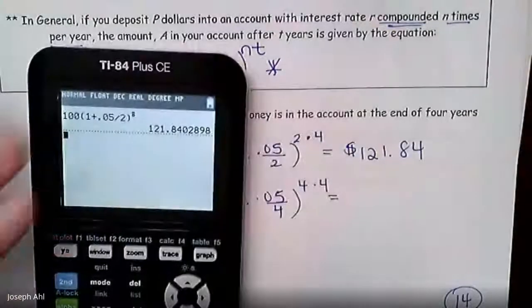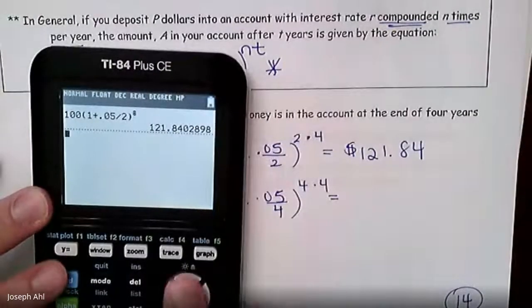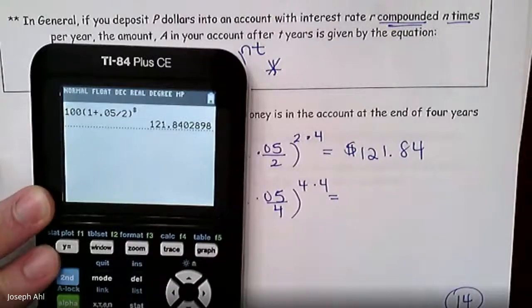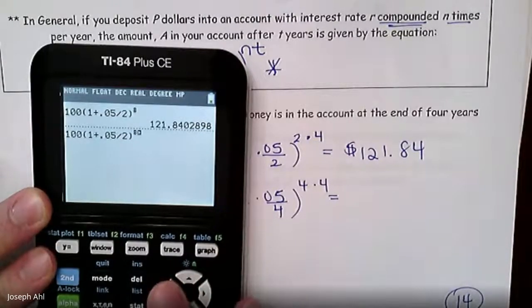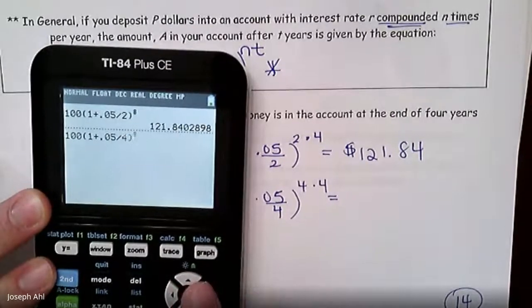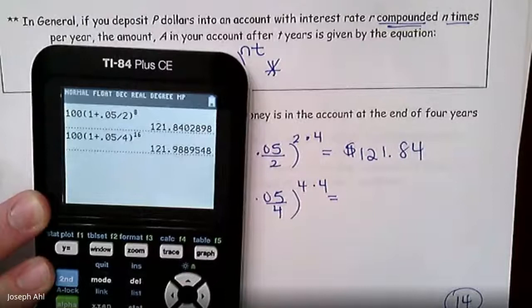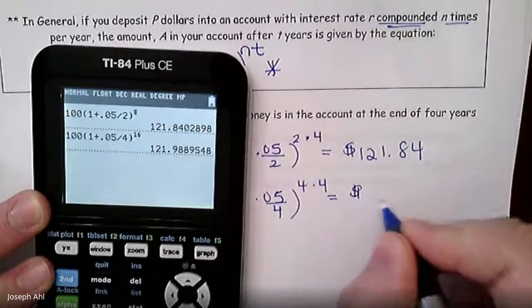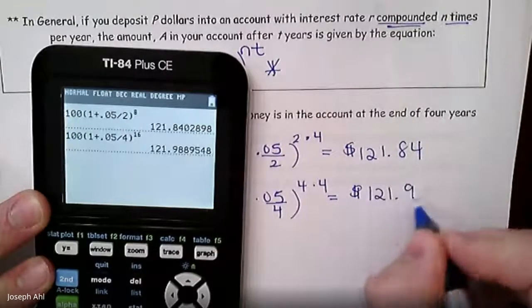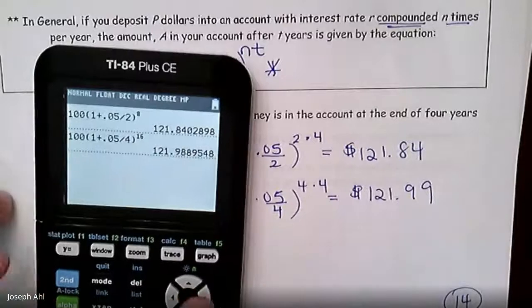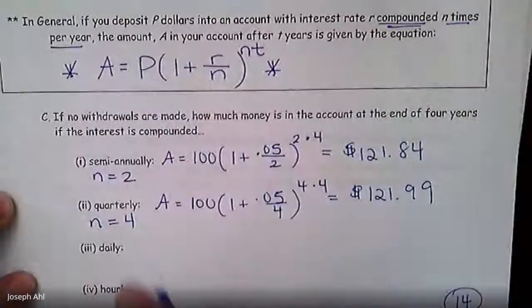16th. You can cheat a little bit and either go up and highlight that answer, or do you guys know second enter will bring up what you just typed in? Maybe that's a quick way to do this. Change the denominator to 4 for compounded quarterly, and the new exponent to 16. Here's the amount that we have, $121.99.